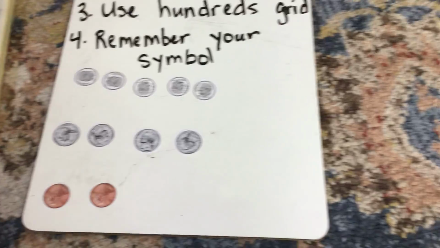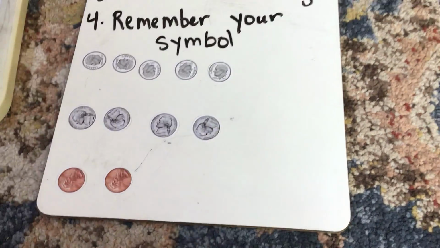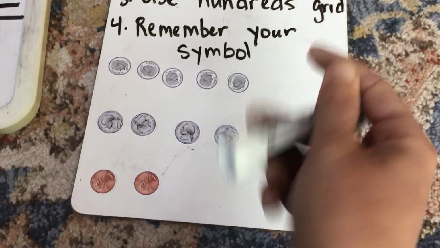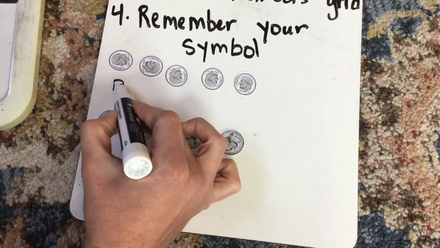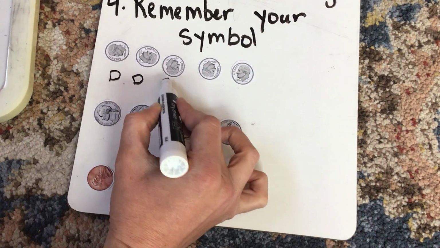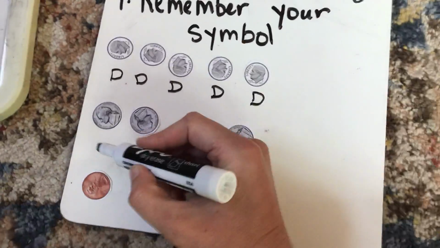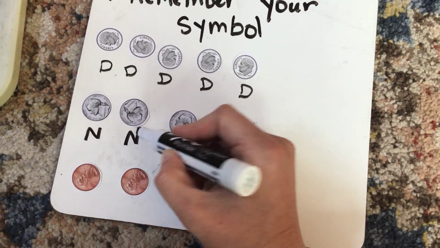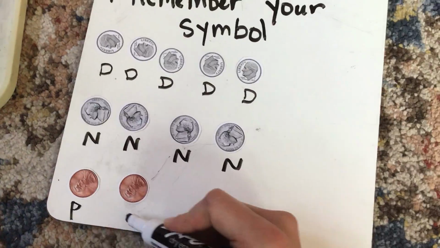Now, if you're at home and you don't have these coins in front of you, you could write it in a notebook using our sort of shorthand. So I see 5 dimes. I could write dime, dime, dime, dime, dime, nickel, nickel, nickel, nickel, penny, penny.